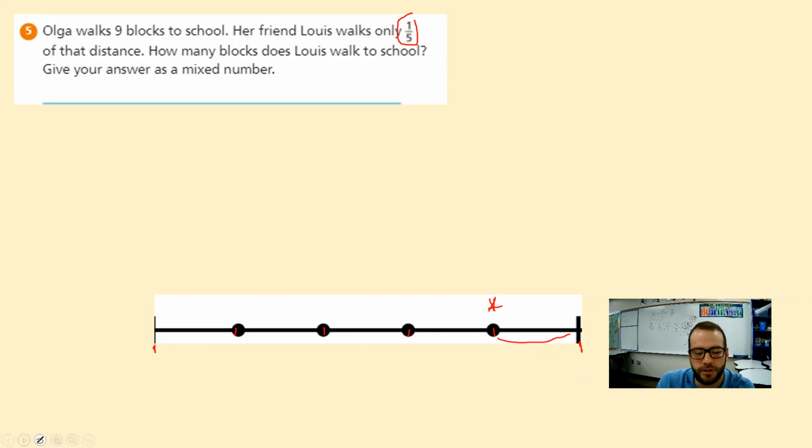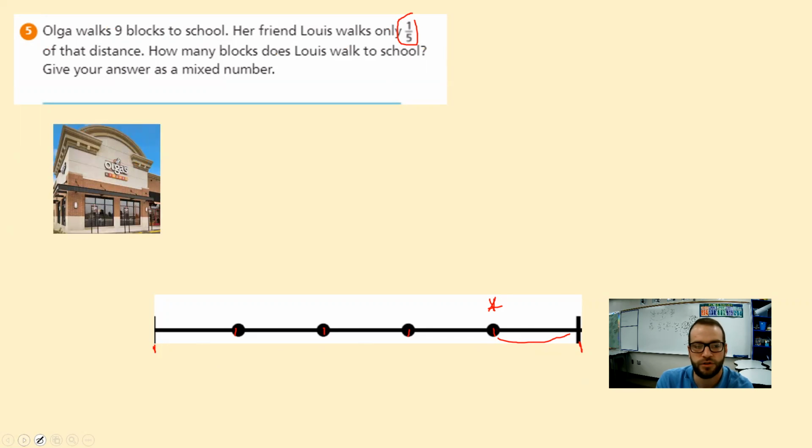Let's get better pictures. Let's think of Olga. What can Olga's house look like? That looks great. That looks like a good Olga house. And then what could school look like?